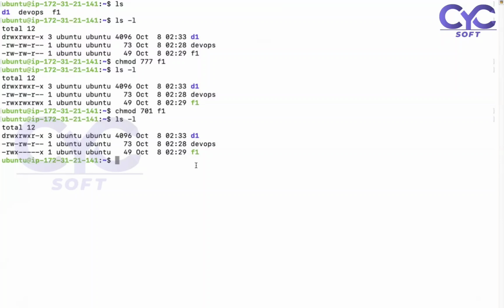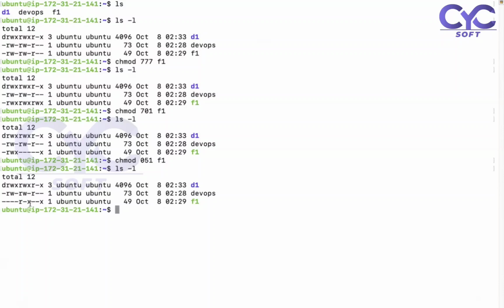Okay, so this is what we do with the numerical notations. I hope everyone is clear. I can go with one more example again. Change mode 051 F1. Now if I run ls -l, see here, 0 stands for no permissions for the owner, 5 stands for only read and execute for the group, and 1 stands for only execute permission for others on F1. Okay, this is how we can work with these.